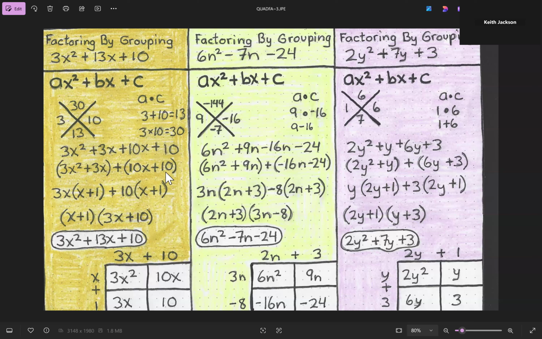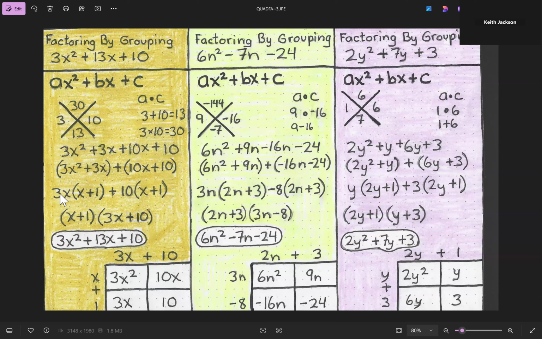We can do the same thing by factoring out a 10. Just factor out that 10 by dividing everything right here by 10, and now we have 10 times the quantity x plus 1. So here we have 3x times the quantity x plus 1, plus 10 times the quantity x plus 1. And you can see what's happening: we have a common factor right here. So we're going to use that factor and put it on the outside as x plus 1, because it is a common factor that we see among these two groups.